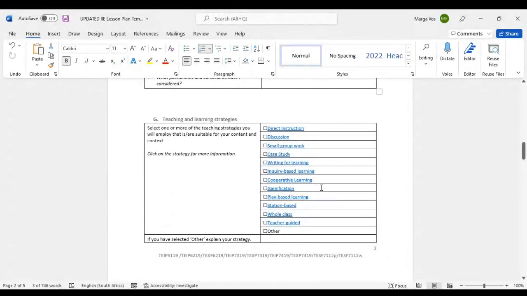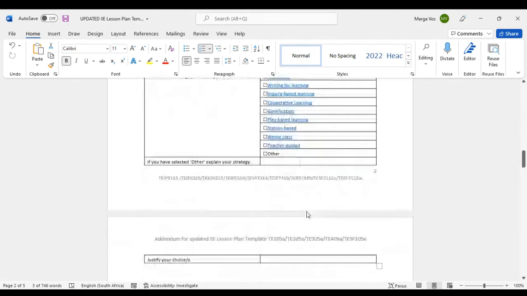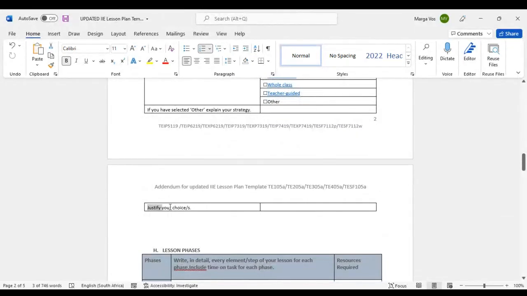This is section F. You have to listen very closely now. Teaching and learning strategies, you are going to tick one of these boxes to indicate which teaching and learning strategy you have decided on. If you tick other, you have to explain your strategy here. Then this little itsy bitsy teeny weeny column here, which we might forget, is the most important one for section G, because this is where you have to describe your pedagogical choices.